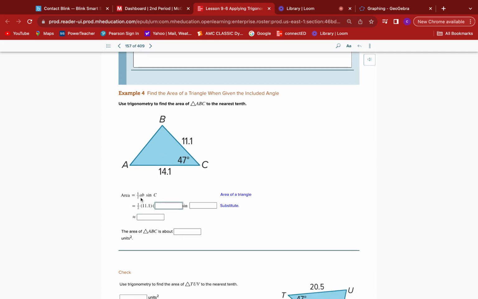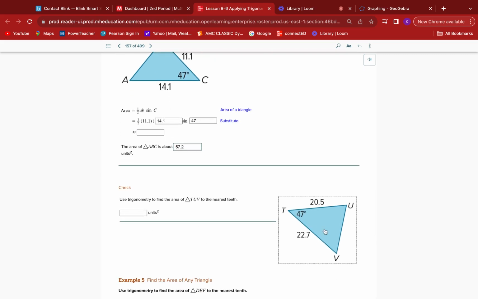So 1/2, my two sides are the 11.1 and the 14.1. Sine of C, big letter, is an angle. That's 47 degrees. Grab a calculator and type all of this in. 1/2 times 11.1 times 14.1 times the sine of 47 is about 57. The nearest tenth is 0.2.